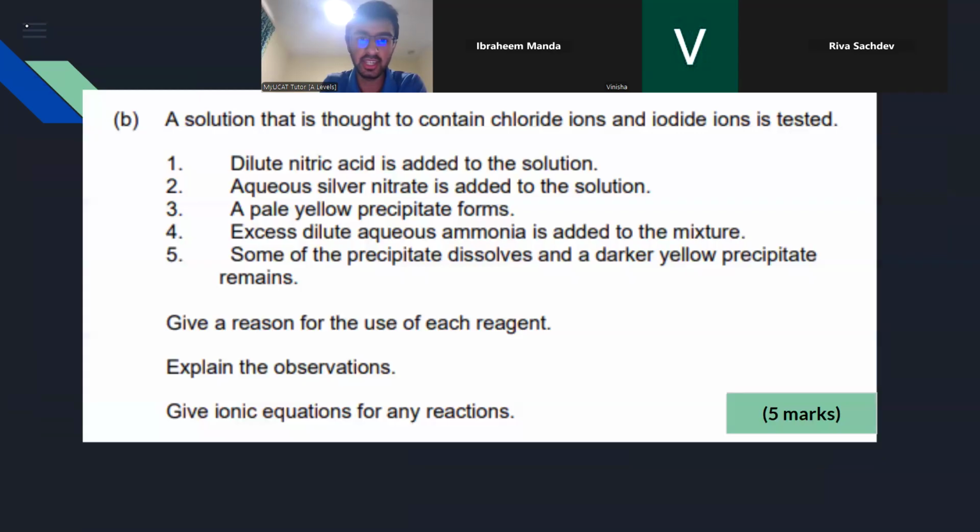So we've got a question here. A solution that is thought to contain chloride and iodide is tested. Immediately, as you read the first part, what are you thinking? What are the two colors? Chloride and iodide. Yes, white and yellow. So the two extremes, okay? We've not got bromide, no cream. White and yellow. So even before you've read the information.